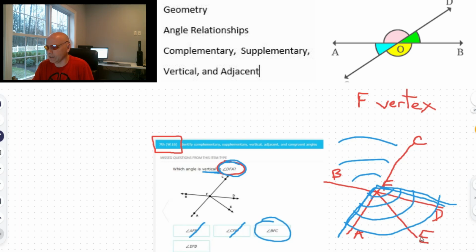EFB. EFB. Nope. That is not the definition of vertical at all. I don't know what that is. So there you go. That's how you do this type of math. You need to break it down, draw the picture, and know your vocabulary words. Good luck. You can do this.